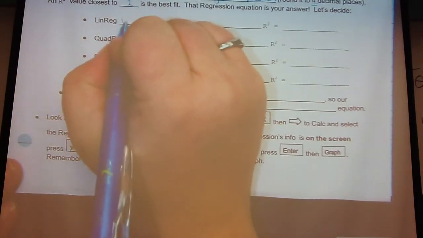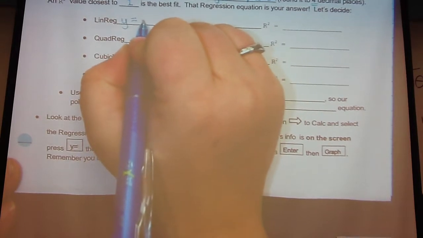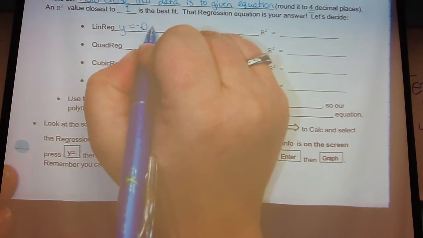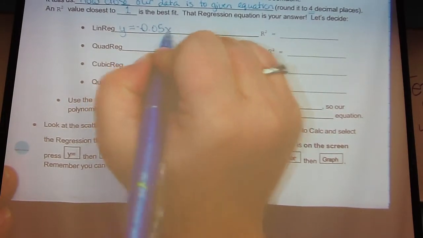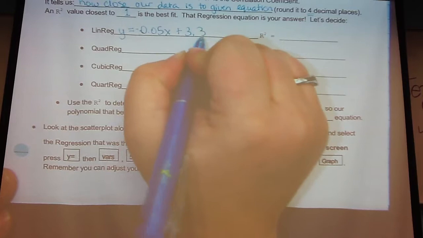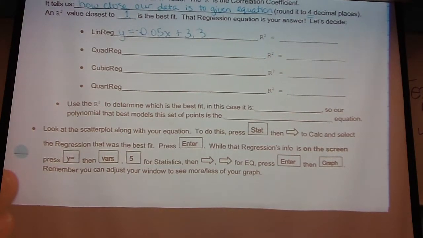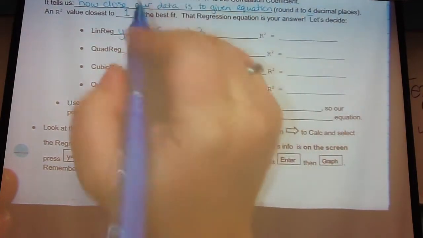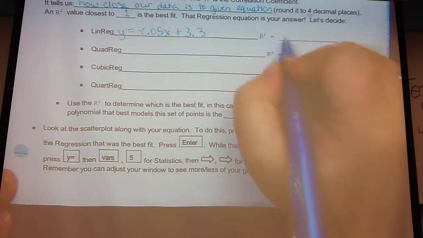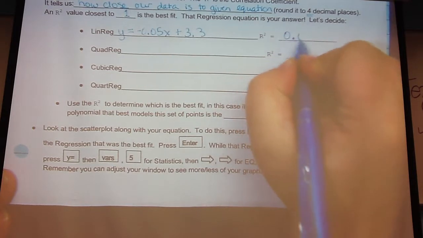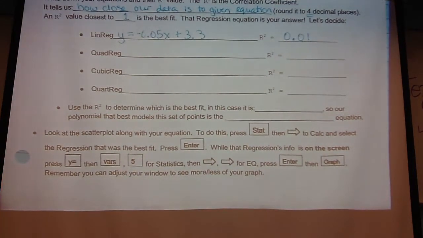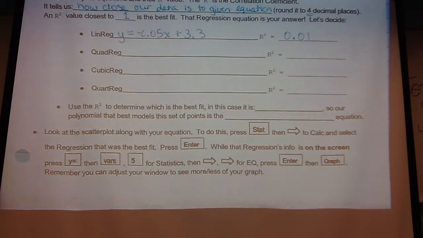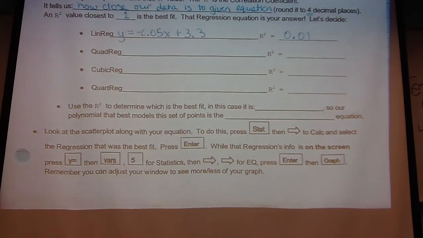So we will have y equals negative 0.05x plus 3.3. And then we also need its R squared value. What's its R squared value? 0.01. So is that very close to 1? No. So is this probably a good equation? No. That was probably not our answer.